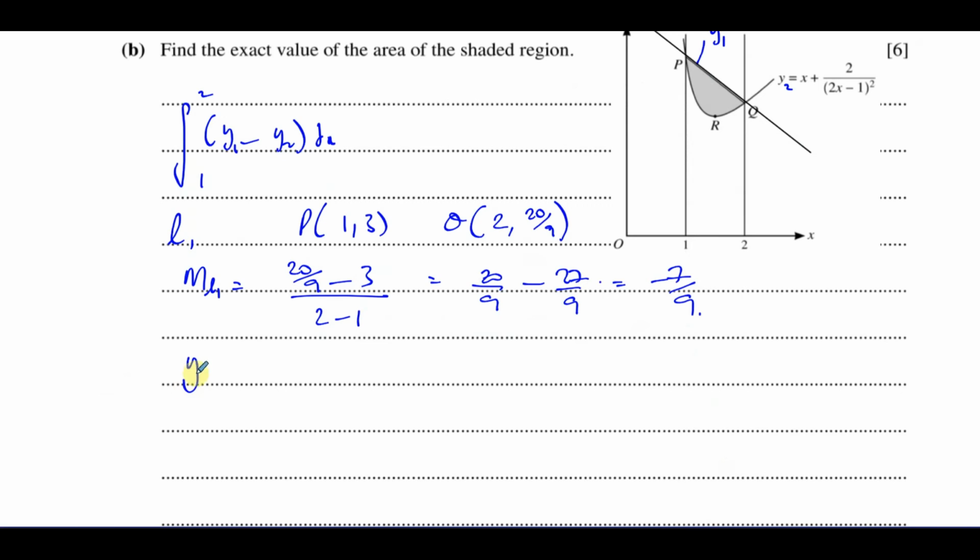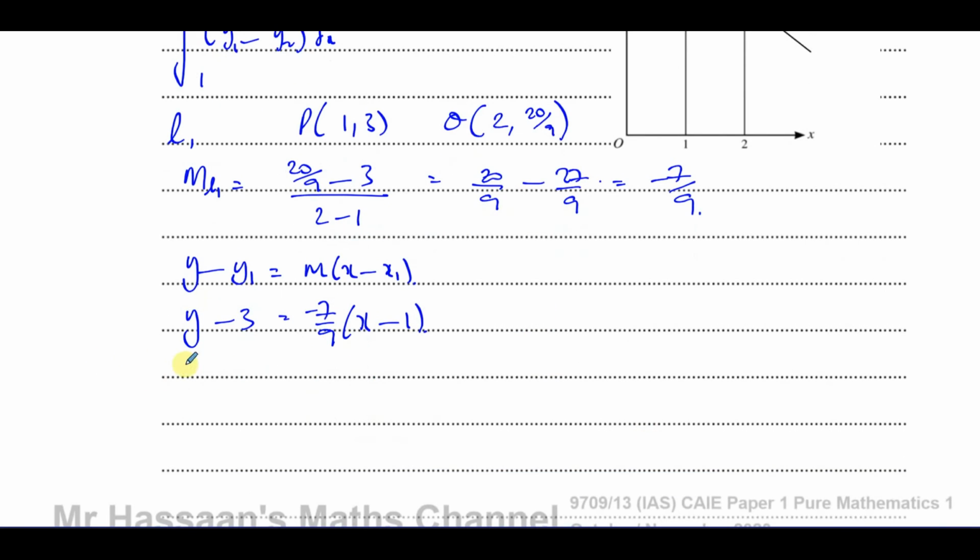So we can say y minus y1 equals m times x minus x1. So let's use this point. It's an easier point, 1, 3. So y minus 3 equals the gradient, which is minus 7 over 9 times x minus 1. Using that point, we can find the equation of the line, which I'll write over here. So y minus, you can multiply both sides by 9 first to get rid of the fraction. So I'll have 9.